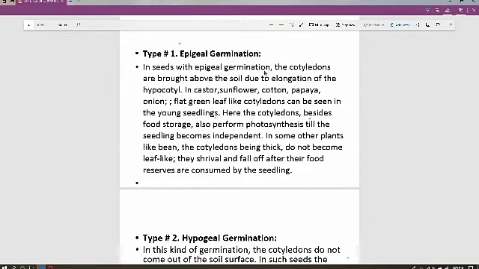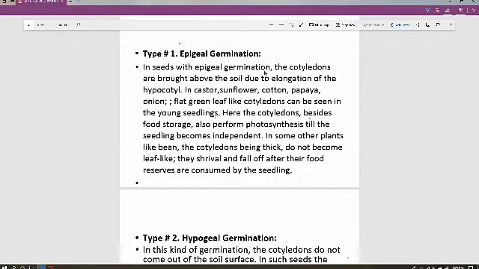In some other plants like bean, the cotyledons, being thick, do not become leaf-like. They shrivel and fall off after their food reserves are consumed by the seedling. Second is hypogeal germination. In this kind of germination, the cotyledons do not come out of the soil surface.